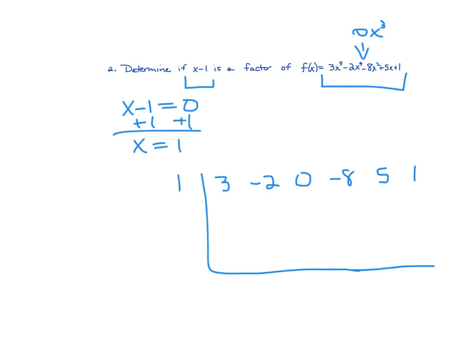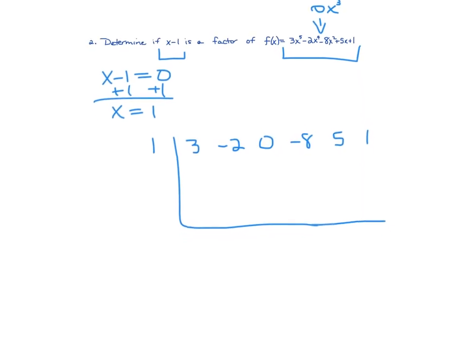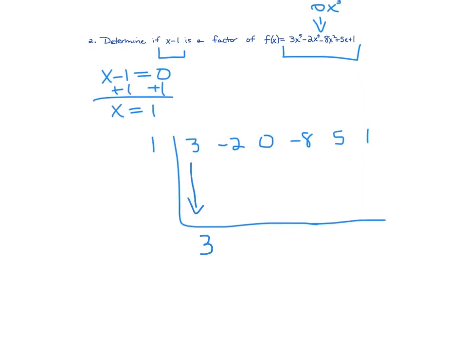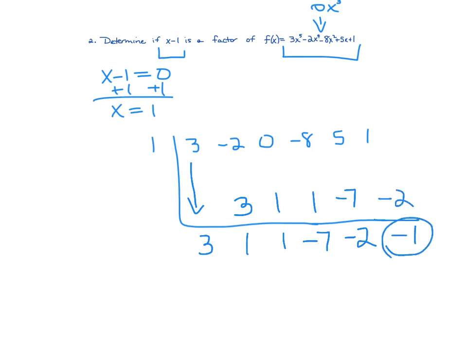Again, I'm going to do the problem, and I need to check to see if I get a remainder of 0. I'll bring down, multiply, add the column, multiply, add the column, multiply, add the column, multiply, add the column, multiply, add the column. Again, I did not get a remainder of 0, so this answer is no.